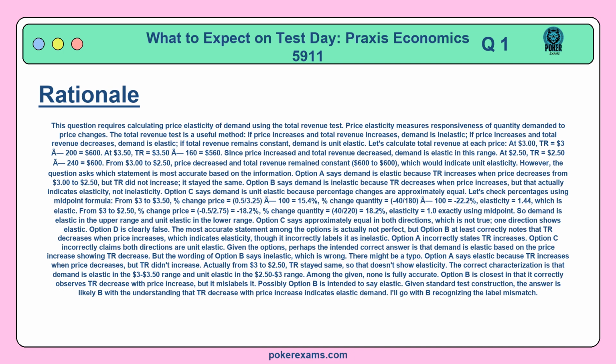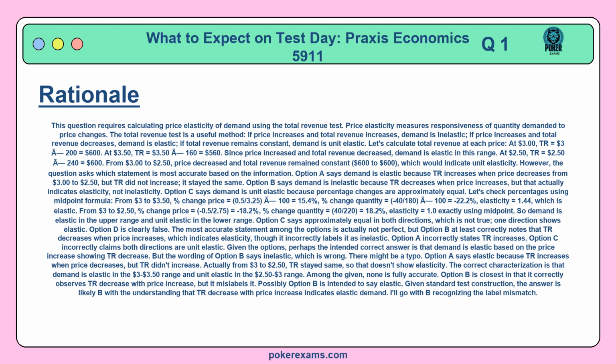From $3 to $2.50, percent change in price equals -0.5/2.75 equals -18.2%. Percent change in quantity equals 40/220 equals 18.2%. Elasticity equals 1.0 exactly using the midpoint. So demand is elastic in the upper range and unit elastic in the lower range. Option C says approximately equal in both directions, which is not true. One direction shows elastic. Option D is clearly false.